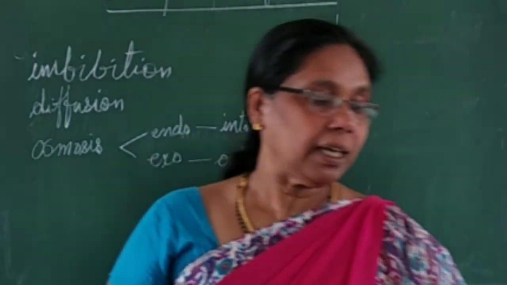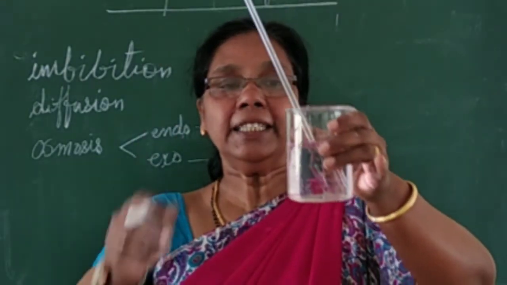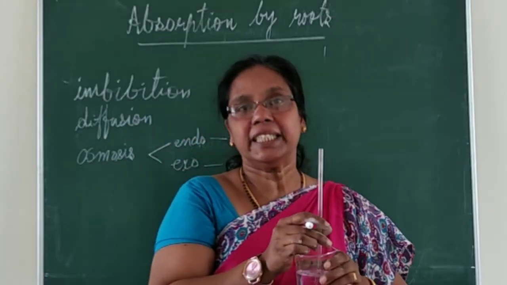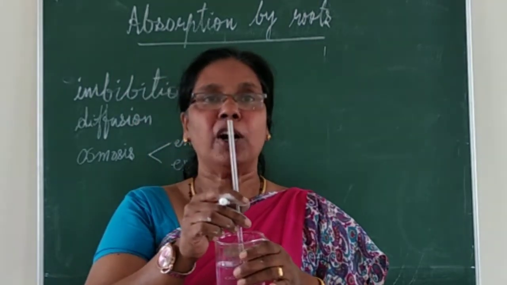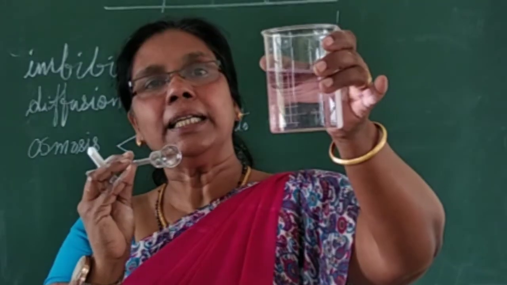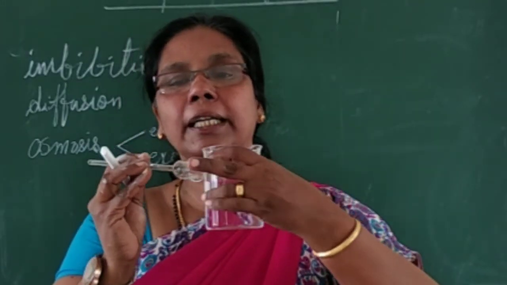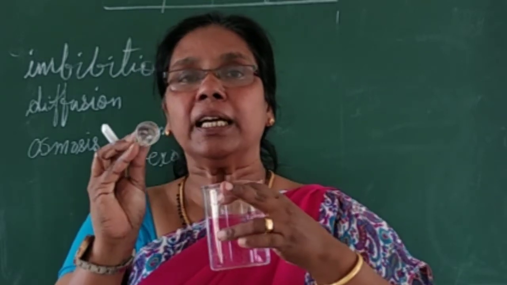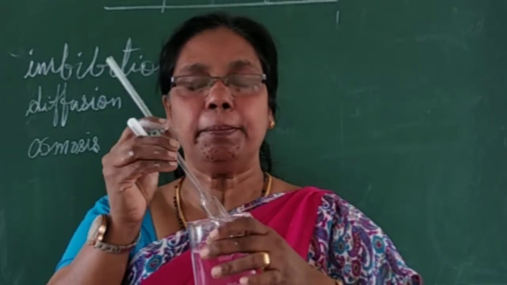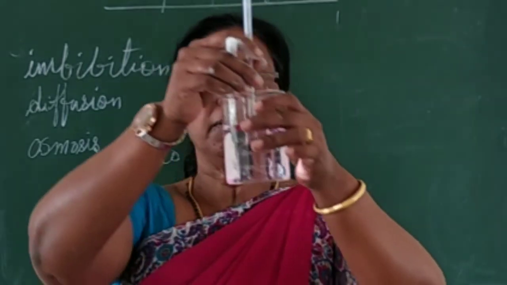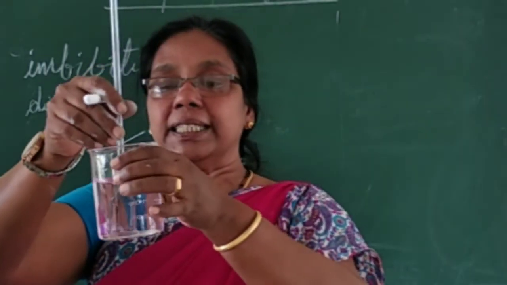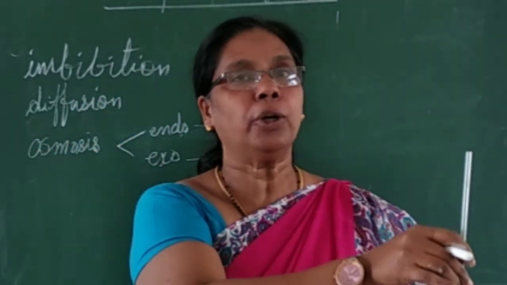When you are conducting this experiment, this is called the experimental setup. Beside it you can keep a control setup also. In the control setup, in the thistle funnel you take normal water only, and in the beaker also normal water, and then the mouth of the thistle funnel you cover with the same cellophane paper which acts as a semi-permeable membrane, and keep it aside. This will act as a control setup. So the first one is the experimental setup, this is the control setup. At the same time you keep both aside.